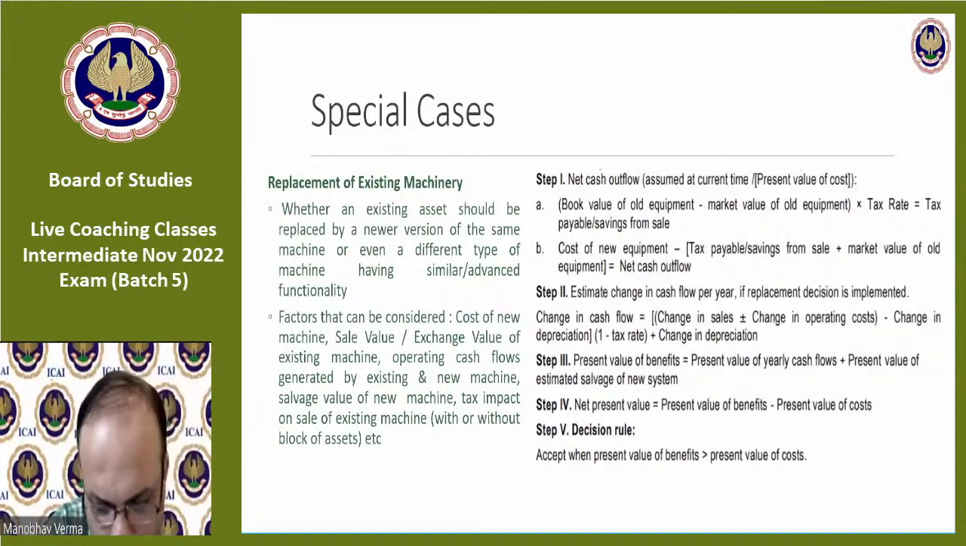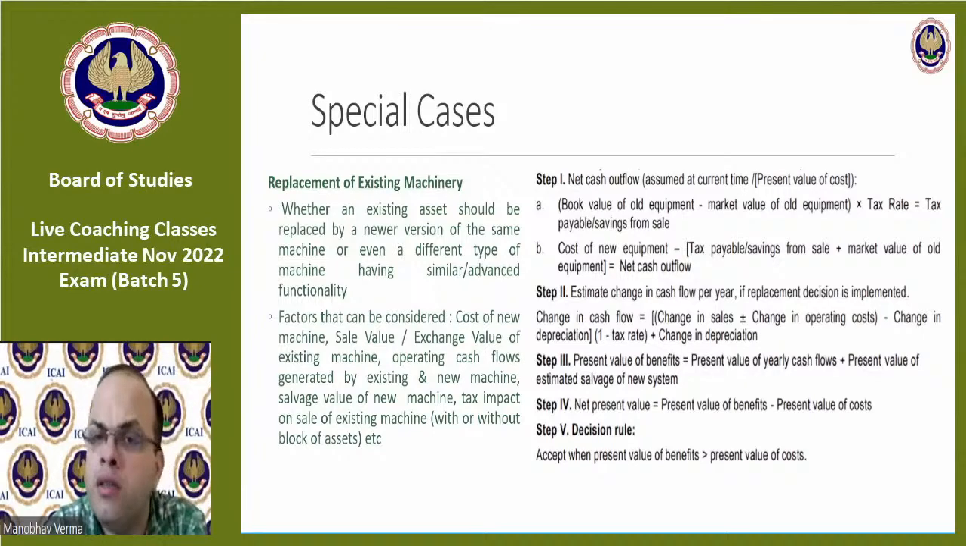Okay, a couple of questions. Prabhas, in equivalent annualized criteria, PVF is selected for project life always. Yes, Prabhas. 6 years, 3 years, 4 years, whatever.